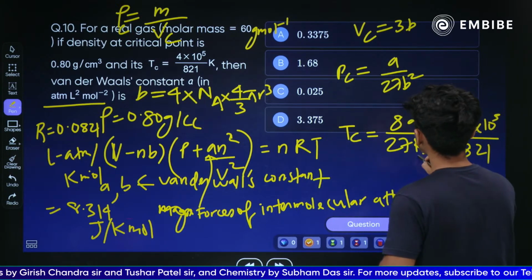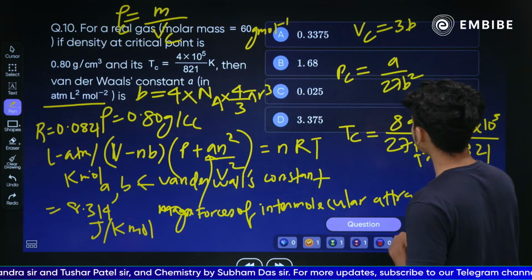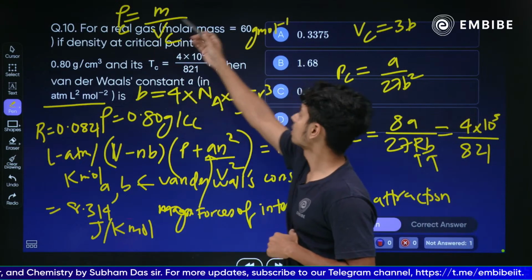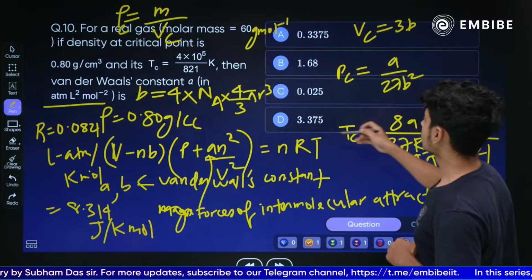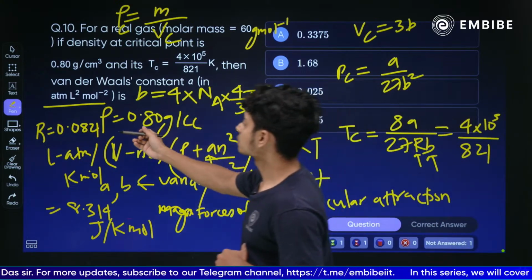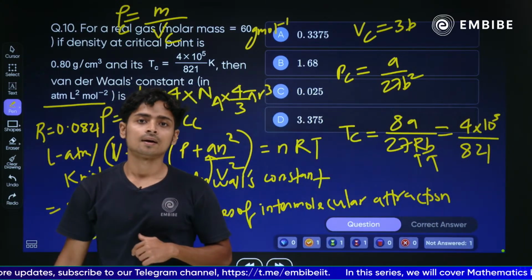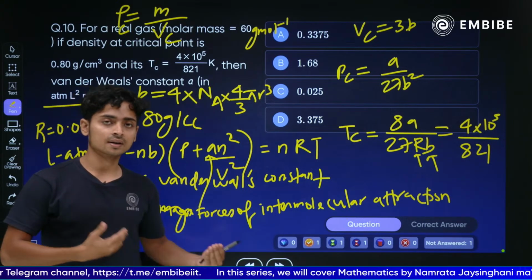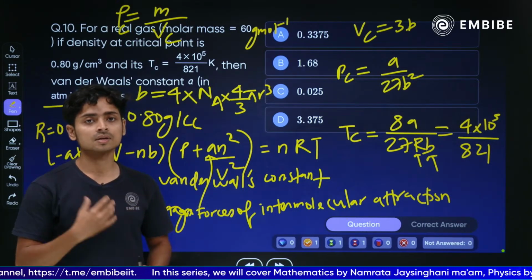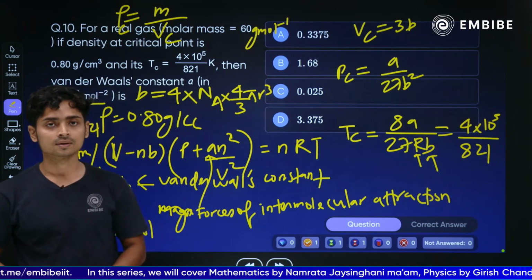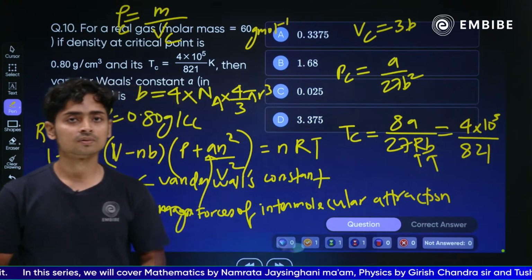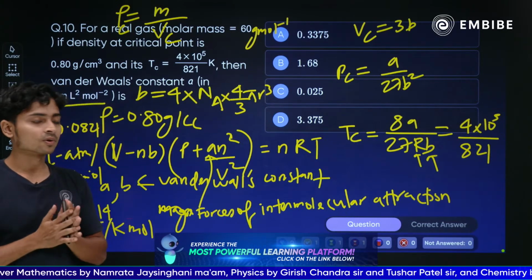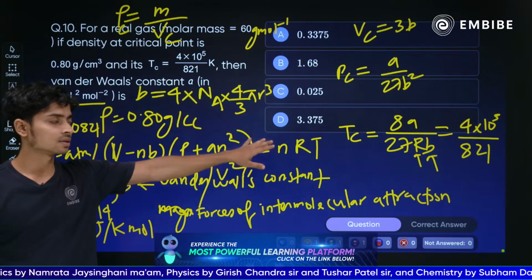You know the value of R, you know the value of B from here, VC equal to 3B, the VC value you get from your density. You put this value here and you will get A as 3.375 atmosphere liter square per mole square. Even if you have not studied this, or you are in 10th standard, you can still solve this question because I gave you all the formulas you require. Sometimes chemistry is very simple, physical chemistry especially, if you know the formulas. Guys please respond in chat if you got it, you will get your answer 3.375.